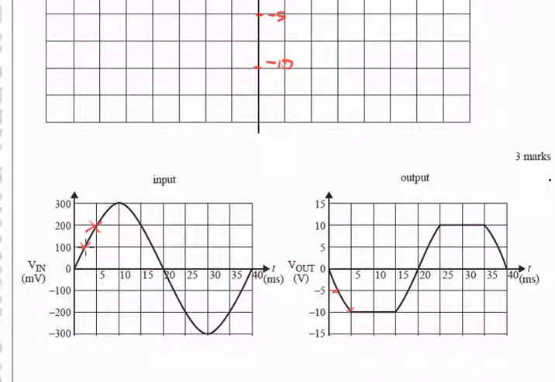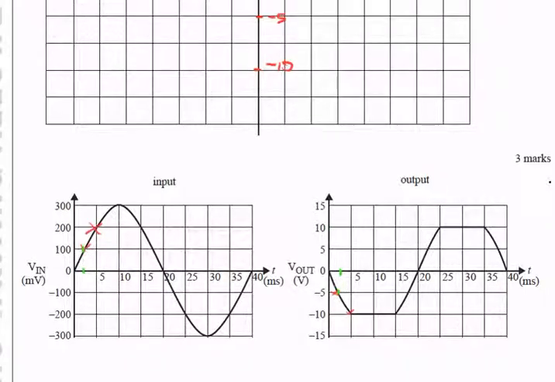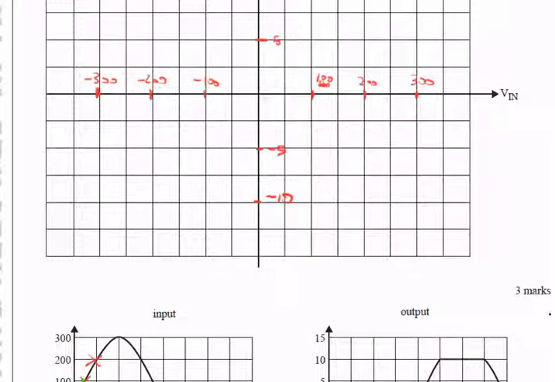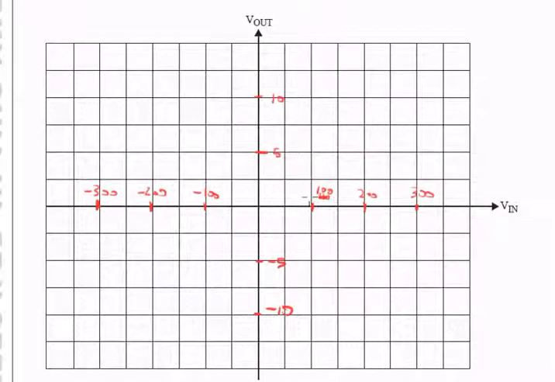Alright, 100 millivolts turns into minus 5. How do I know that? Because this point on the graph between 0 and 5 is the same as this point on the graph between 0 and 5. That's there, and that's there. So 100 millivolts turns into minus 5.